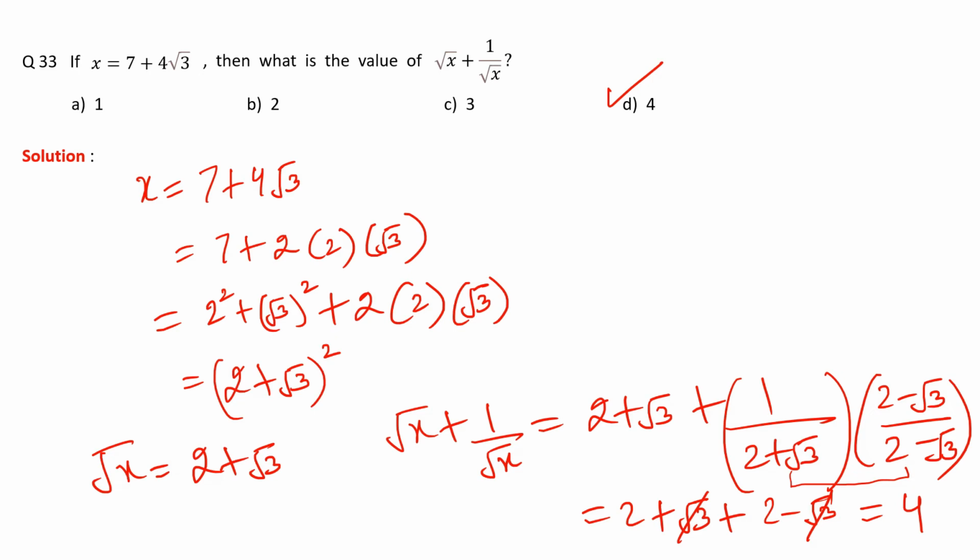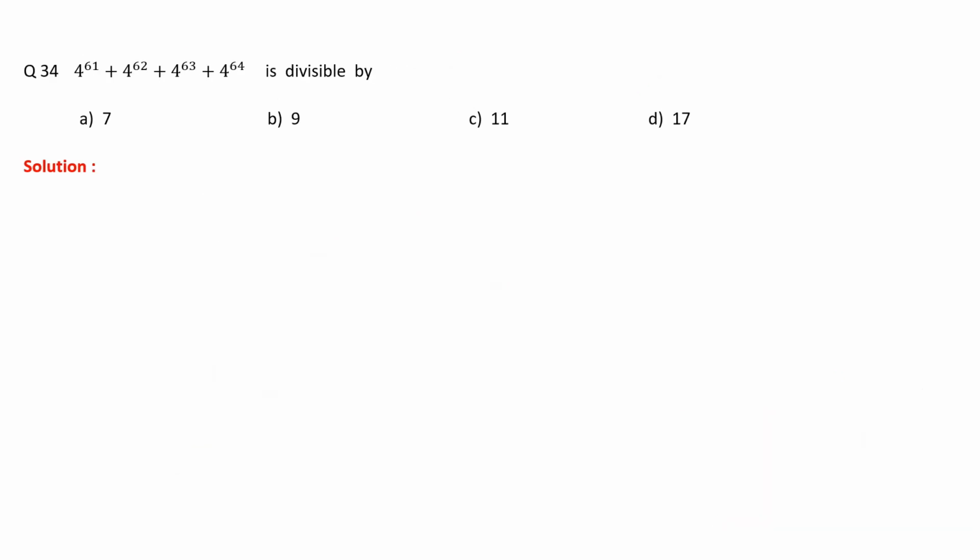Now we move to the next problem. Now students, this is a very easy problem. The question says 4 to the power 61 plus 4 to the power 62 plus 4 to the power 63 plus 4 to the power 64 is divisible by which of the following numbers?